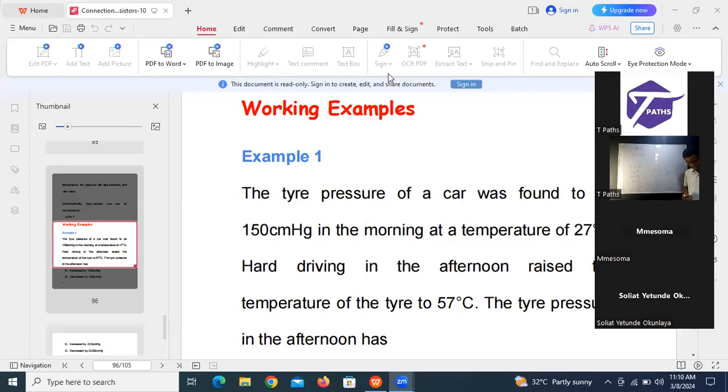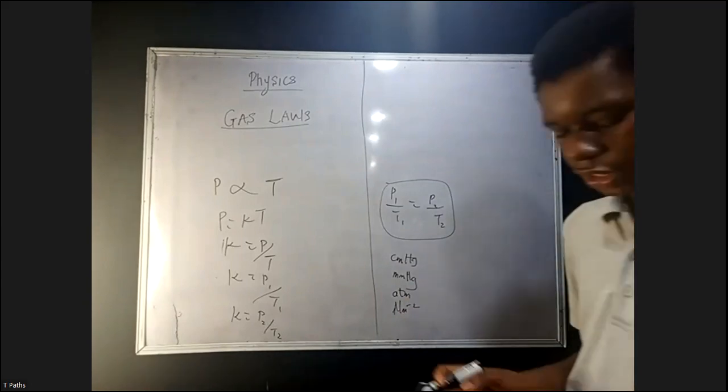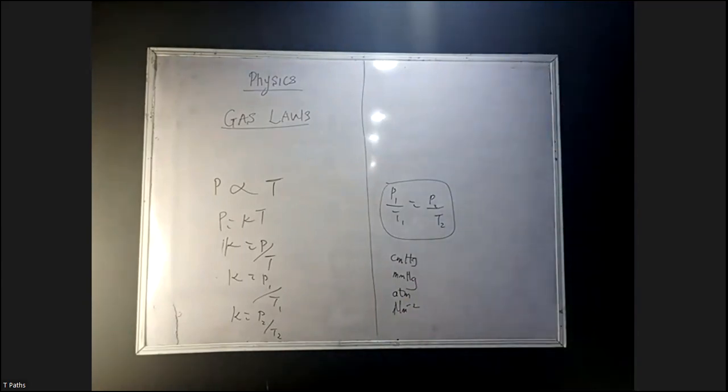The first example says the tire pressure of a car was found to be 150 centimeter mercury in the morning at a temperature of 27 degrees Celsius. Don't forget, in the last class I said that when we're working with pressure, the unit of pressure is either centimeter mercury, millimeter mercury, ATM, which is atmosphere, or Newton per meter square. These four are all units of pressure. So in this question, the tire pressure was found to be 150 centimeter of mercury.